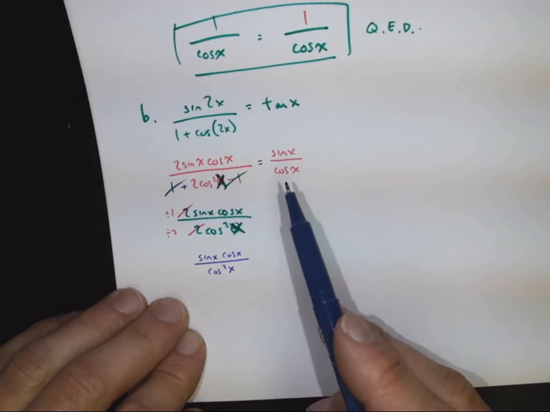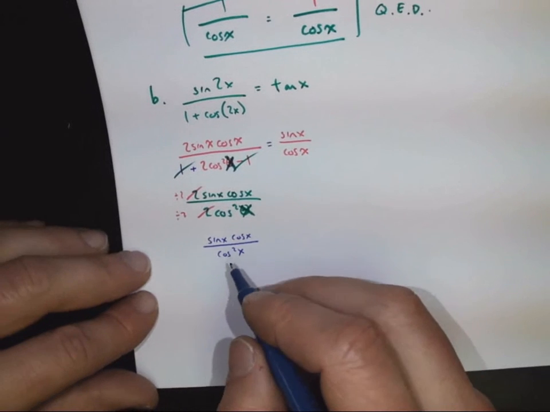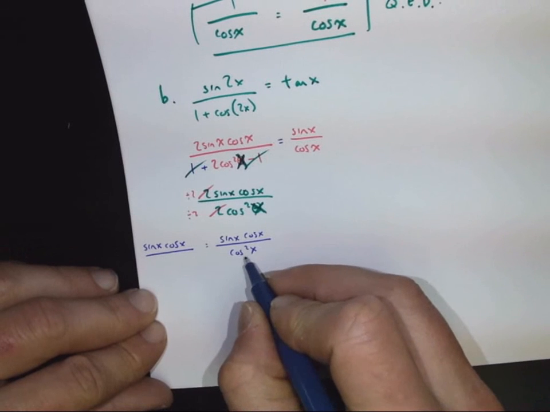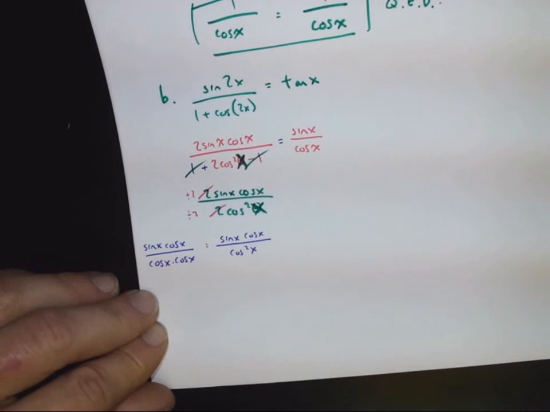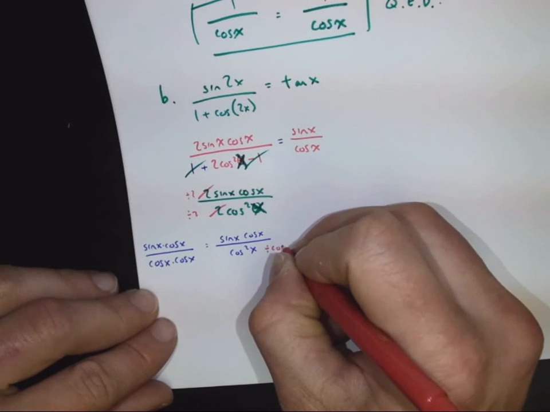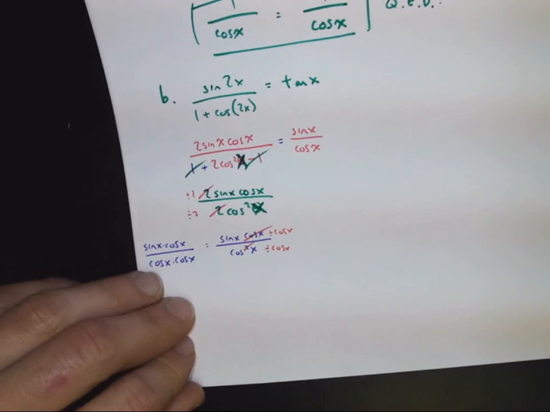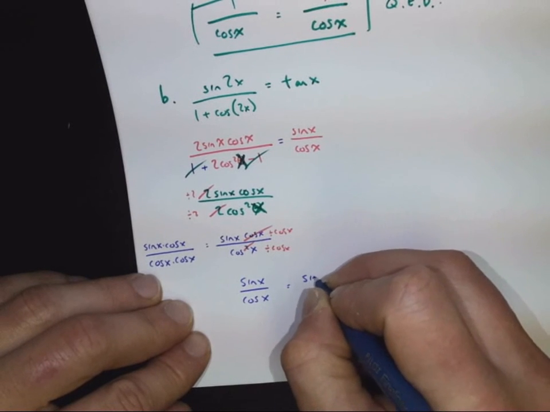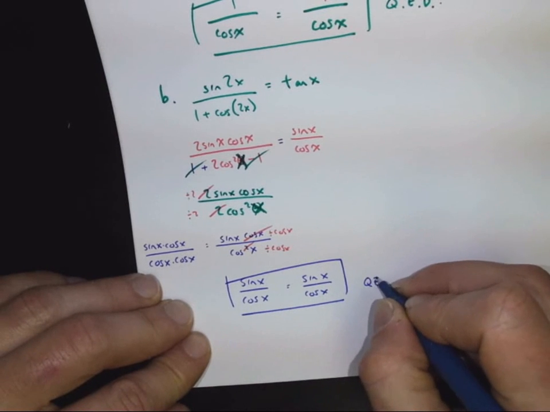I've got a sine on the top and a cosine on the bottom. Now, I want you to remember that this really means sine x cosine x over, squared means to be multiplied by yourself. So it's the same thing as saying cos x times cosine x. And so I can divide the top and bottom by cosine x. And that cancels this guy and that guy. So that leaves us with sine x over cosine x equal to sine x over cosine x. And that is that. We're done, guys.